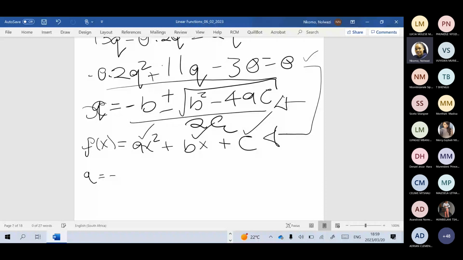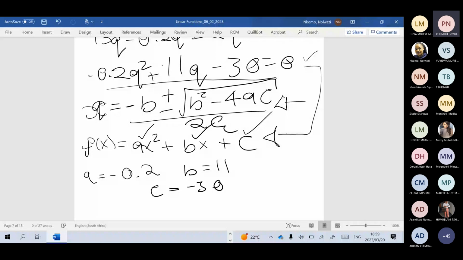So the next step is just to substitute this A, B, C back into the quadratic formula. Okay, we said our formula will be Q equals minus B plus or minus the square root of B squared minus 4AC over 2A, right? And our B is 11, yes?